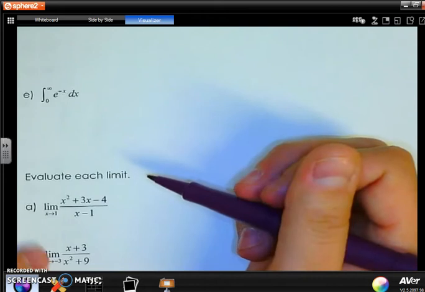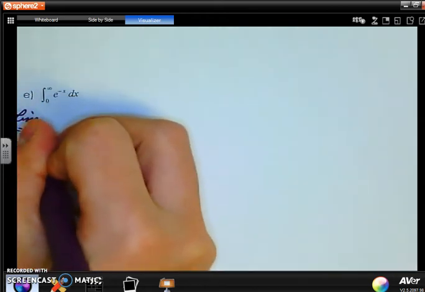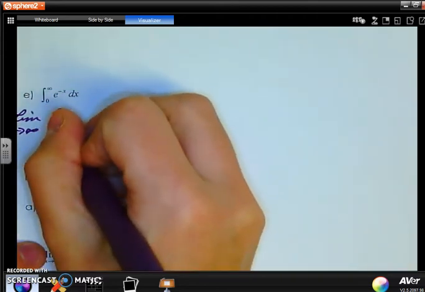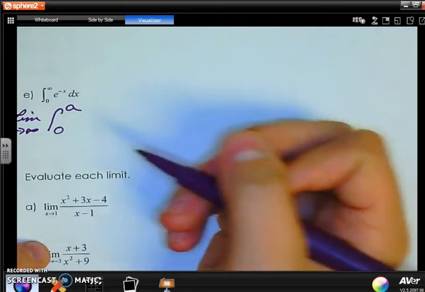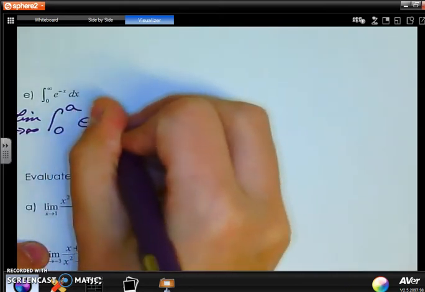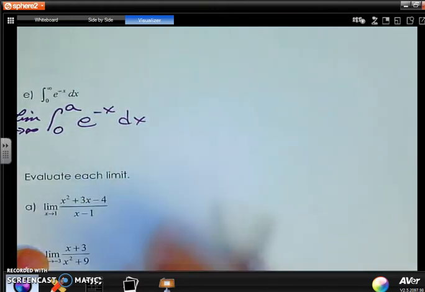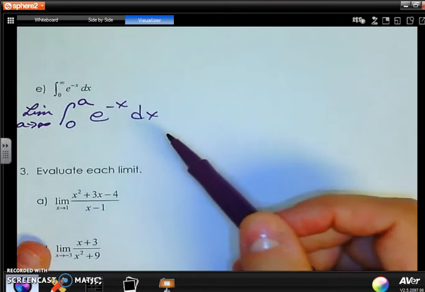So to tackle this one, I'm going to take the limit as a approaches infinity, because infinity is the problem point. And we're going to integrate it then from 0 to a. And that's going to be e to the -x dx. Okay? All right, so integrating e to the -x.